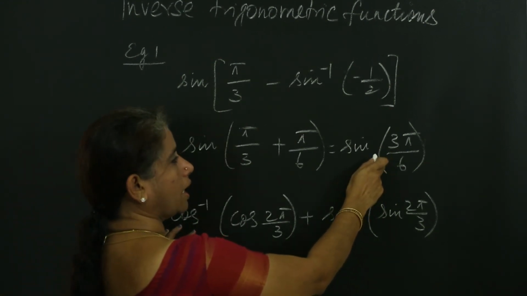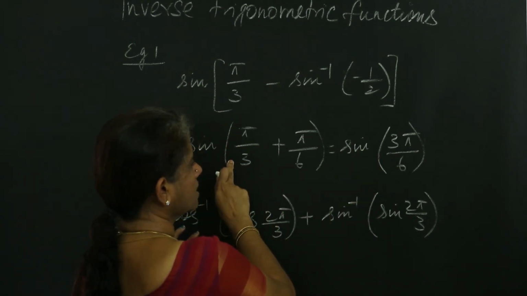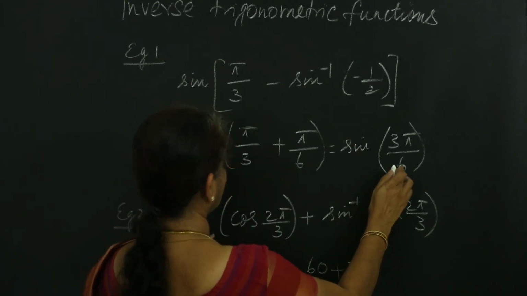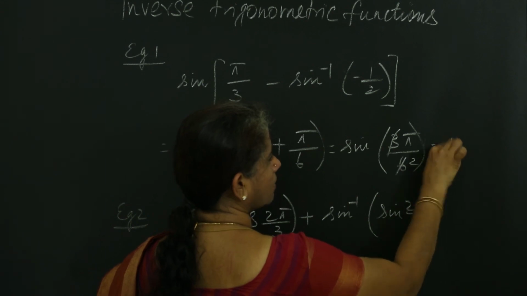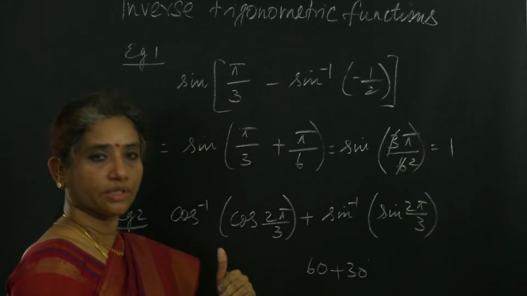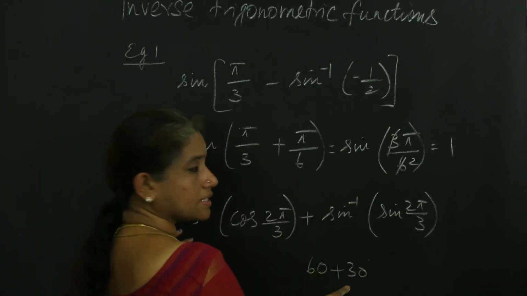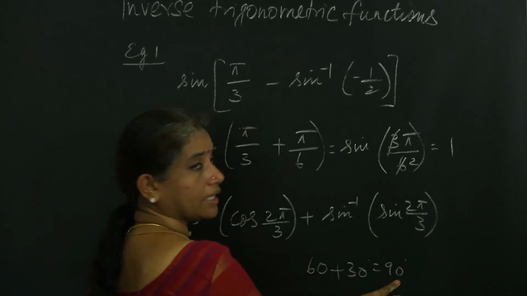Suppose if you are not able to do with pi, this is nothing but how much? Pi by 3 is 60, you know. Pi by 6 is 30. So this is pi by 2. So what is sine pi by 2? You know it is 1. Suppose if you are not comfortable with pi, you can always convert. Pi by 3 is 60, pi by 6 is 30. You know this is 90 and you know sine 90 is 1.